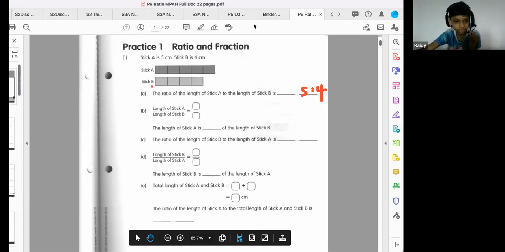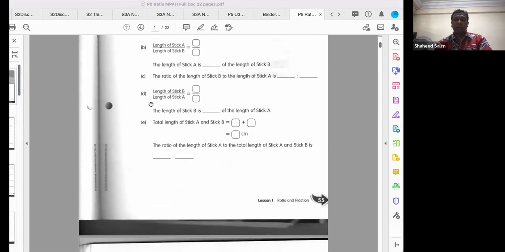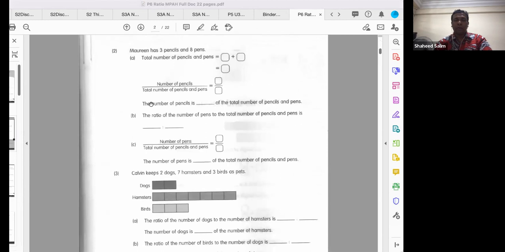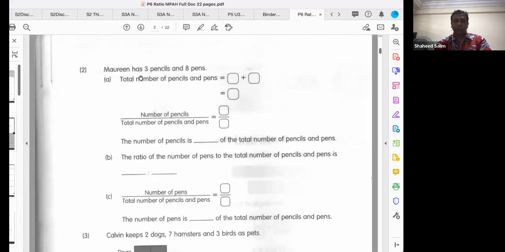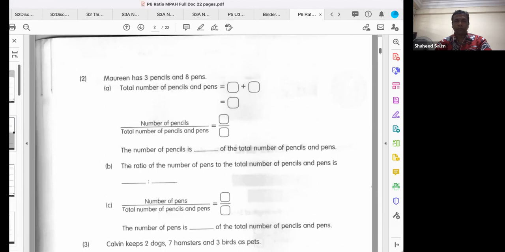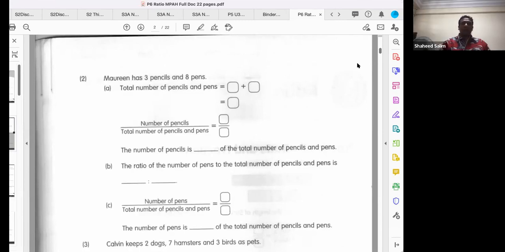Okay, so you're clear. This one, I think you're quite clear. So let's try now. We move on to down here now. You give the answer for number 2, Maureen's one. Yeah, this one. And then Kashril, the first one.